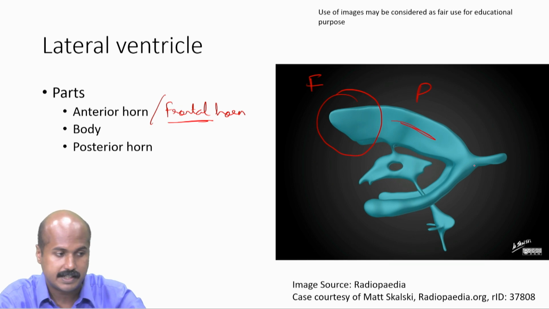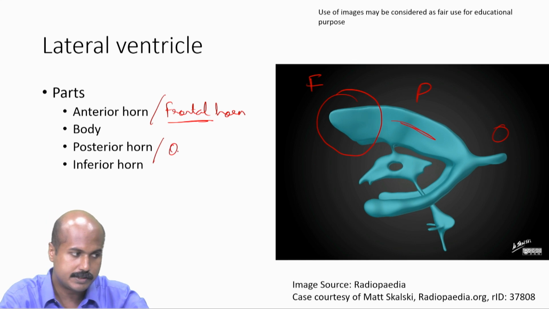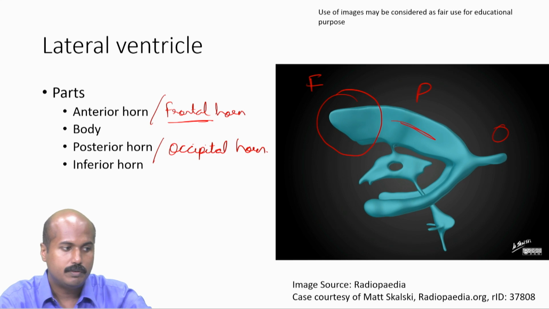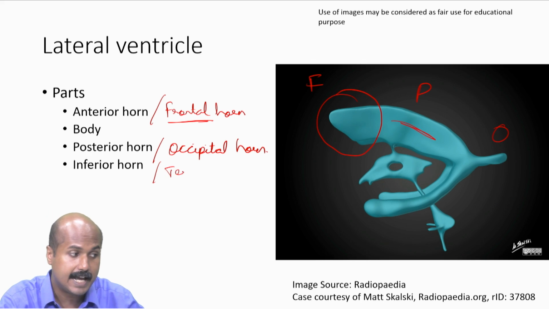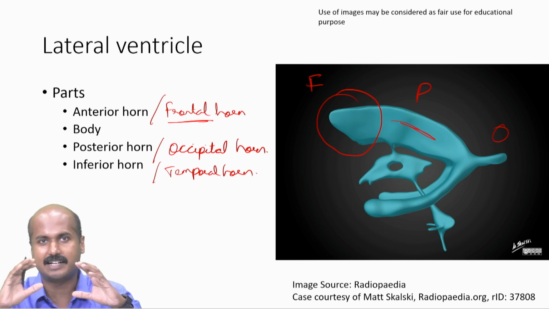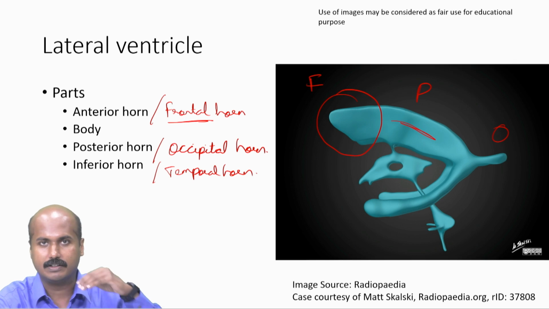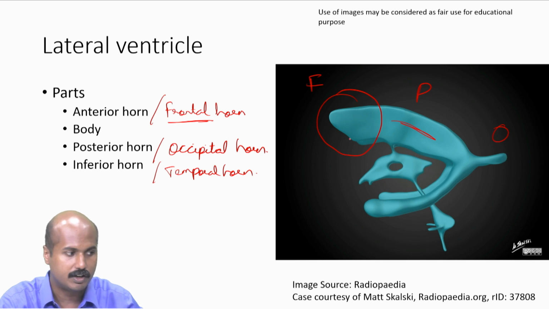And then you have the posterior horn. The posterior horn is located inside the occipital lobe. So posterior horn, you can also call it the occipital horn. Alright, now next you have the inferior horn. The inferior horn extends into the temporal lobe, and that's why inferior horn is also called the temporal horn. Now going by this terminology, the body is located inside the parietal lobe, but you don't call it related to the parietal lobe. But the other three horns, the anterior horn is called frontal horn, posterior horn is called occipital horn, and the inferior horn is also called temporal horn.